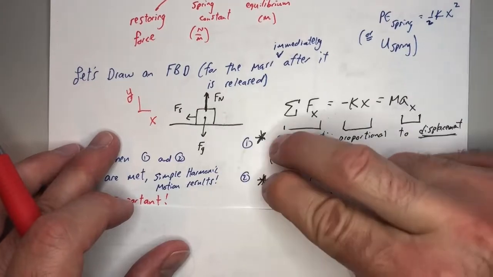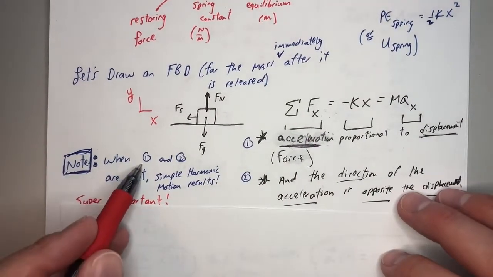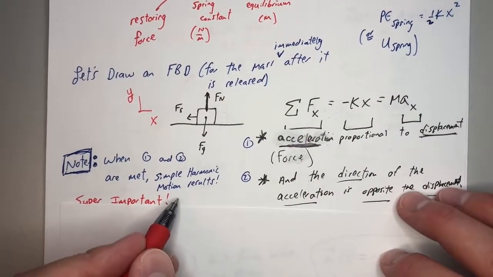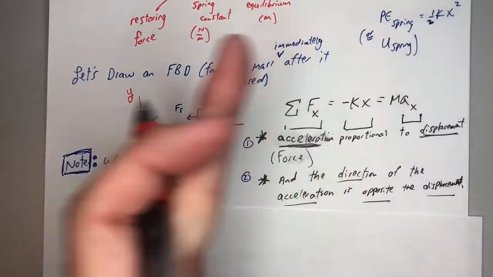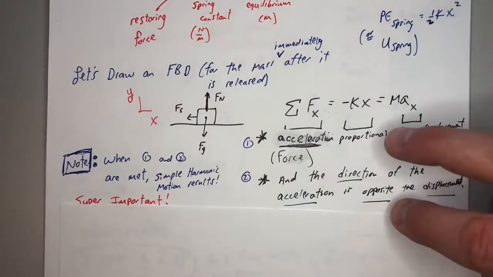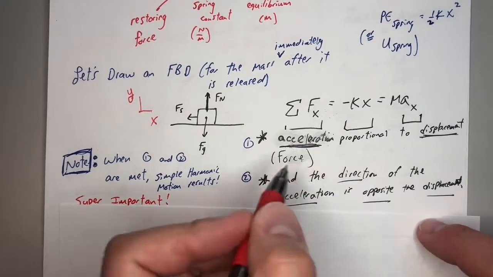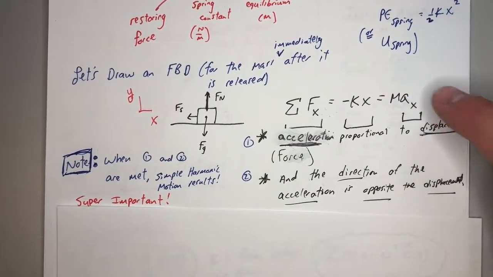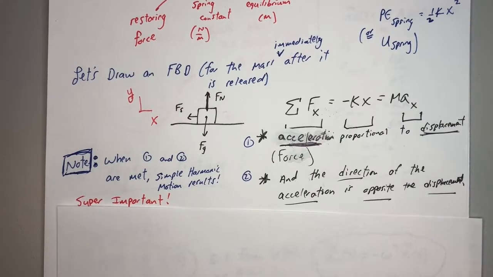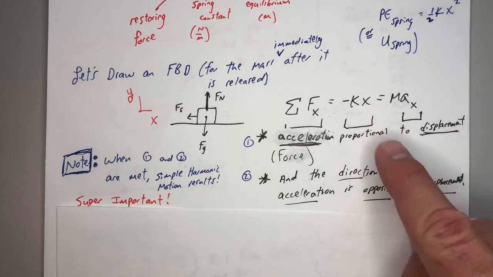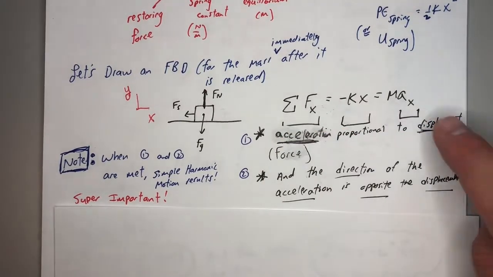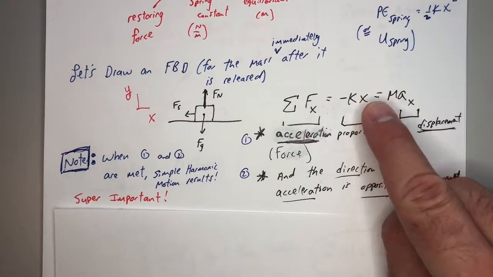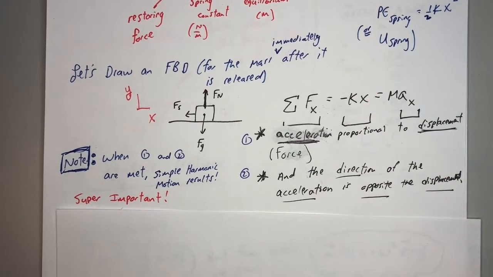So these 2 important tenets right here, when 1 and 2 are true, simple harmonic motion results. And that's fancy talk for it's just going to oscillate back and forth. But these 2 tenets have to be true. It has to be proportional to displacement, not even displacement squared. If this was an x squared right here, and this was an a, simple harmonic motion would not result. If this was a cubed or something weird, it would not work. These are 2 very special conditions: a has to be proportional to x, and a's direction has to be opposite of the displacement.